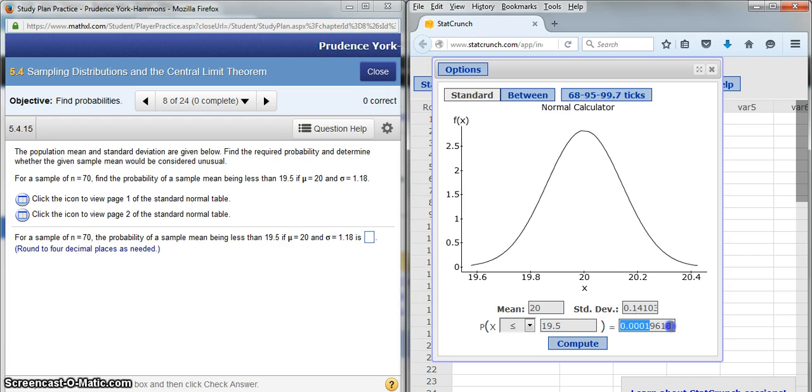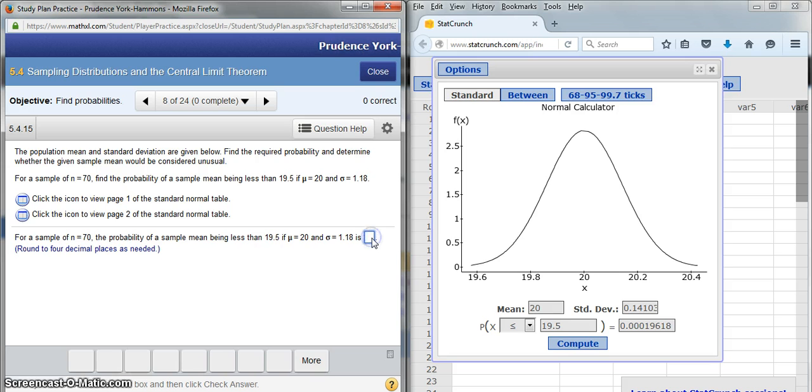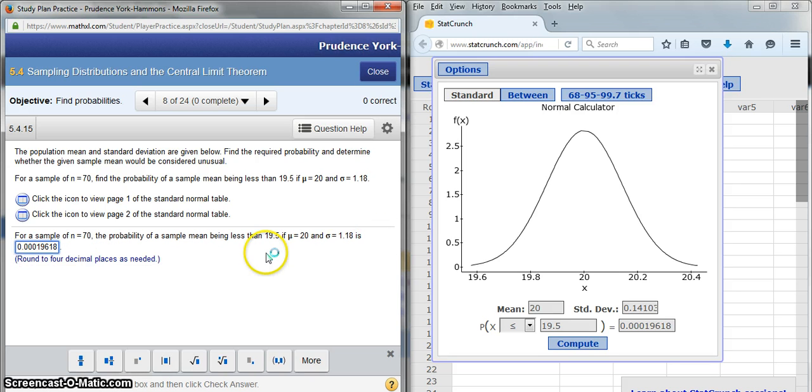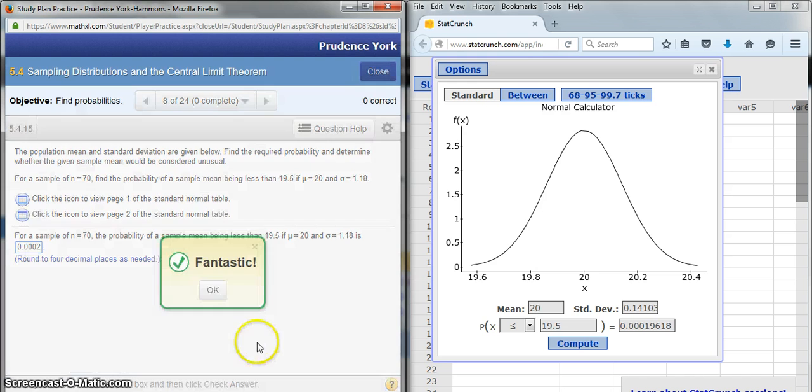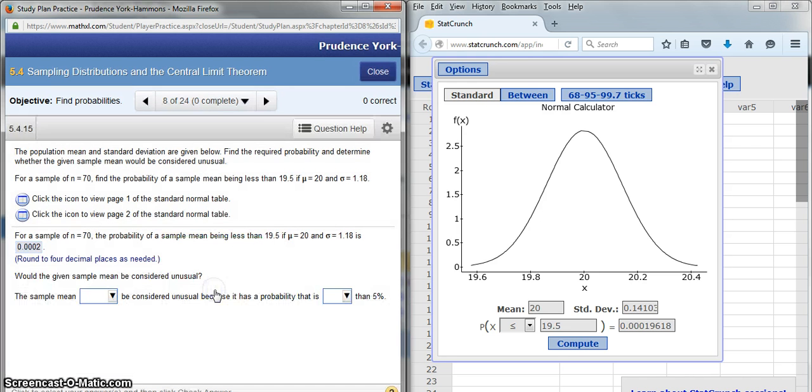This probability here, I'm going to do a Control-C, and come over to my StatLab and do a Control-V, but I only want to keep 4 of those decimal places. If I look to the right, I have 0, 0, 0, 1, and then a 9 is going to make that one a 2, and then I'm going to delete all the places after that. So hopefully our answer is 0.0002. That is correct.